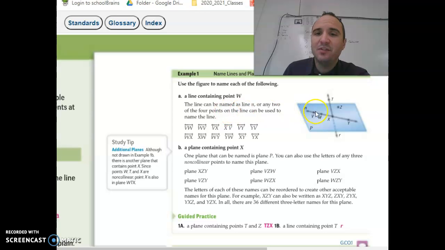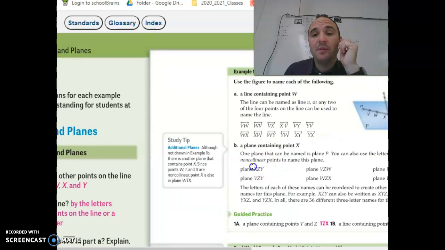And it says, name this line. Because there are 4 letters, any two-letter combo of these 4 letters works, which means there's 1, 2, 3, 4, 5, 6, 7, 8, 9, 10, 11, 12. There are 12 names just for that one line. So get used to that. That is a very common theme running through.